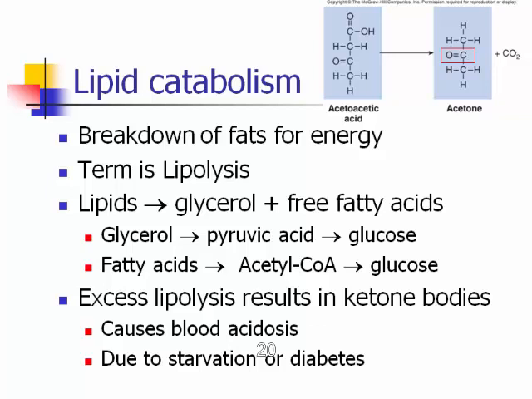But if they have uncontrolled diabetes, one of the symptoms they can have is blood acidosis from too much breakdown of fat, and they get the acetone. By the way, this is not so likely in a type 2 diabetic. This would be something you would see in a type 1 diabetic. So when we get to the endocrine system, we'll talk more about diabetes.